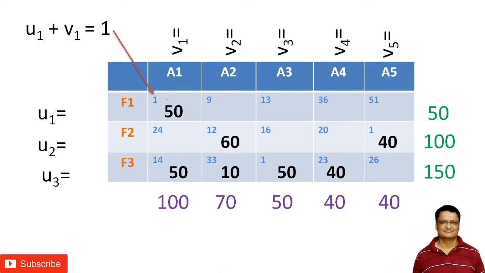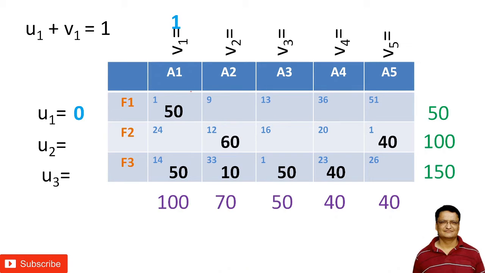Now why have I considered this cell? Because this is an allocated cell. I cannot apply this formula in this cell, right? So I can apply this formula only in a cell where I have allocations. Now initially I will assume that u1 is equal to 0. So if I put this u1 value in this formula, I will get v1 is equal to 1, right?